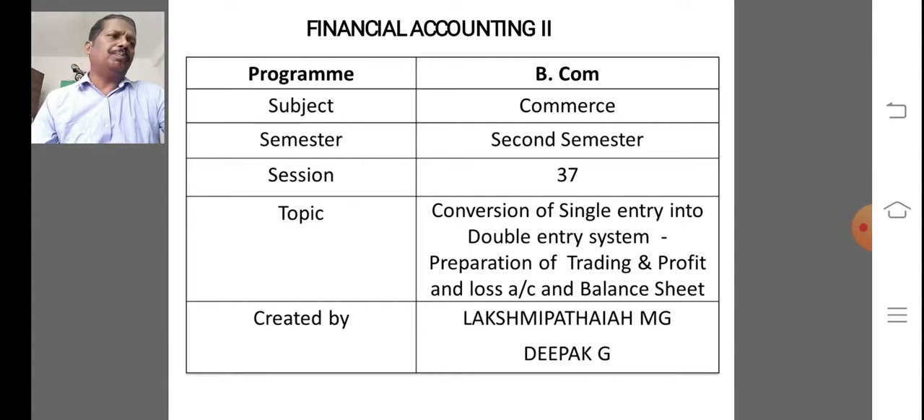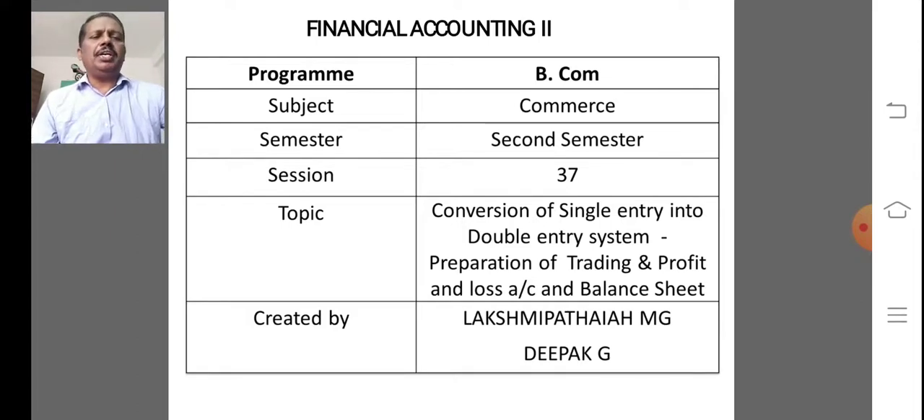So what are the objectives of conversion? To find out the correct profit, to find out the true and fair financial position of the business, to make accounting records ideal and reliable, to measure accuracy of accounting records, to make a meaningful comparison of financial statement analysis, to enable necessary steps to be taken for improvement of financial position of the business.